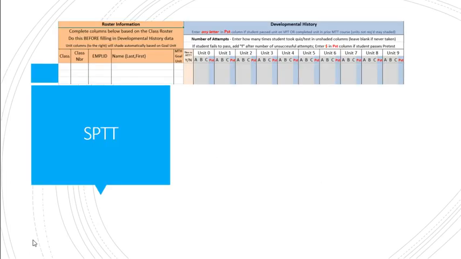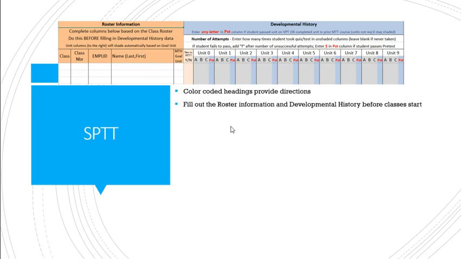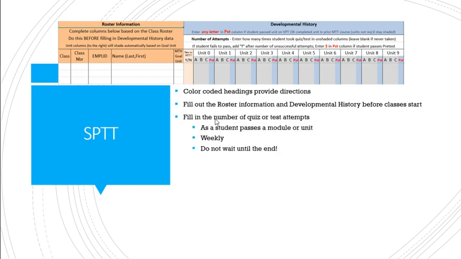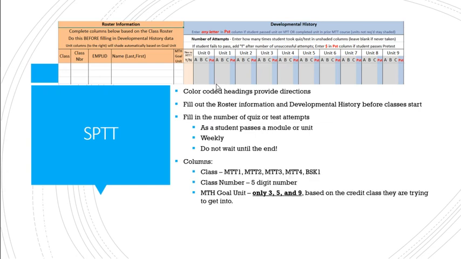Now a quick review of the Sp19 reports. The color-coded headings provide directions. Fill out the roster information and the developmental history before classes start. Fill in the number of quizzes and test attempts either as a student passes a module or unit or weekly. Do not wait until the end.